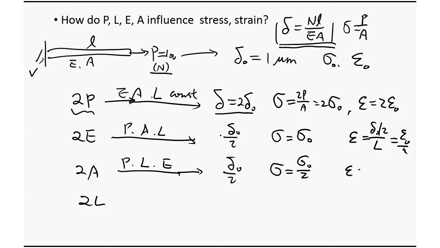Now, strain. Strain will be the same as before, or now, which equation are you using to judge it to be half? Use the stress-strain relation, Hooke's law. The material doesn't change. Stress is half, so strain must be half. So it will be half. All right.